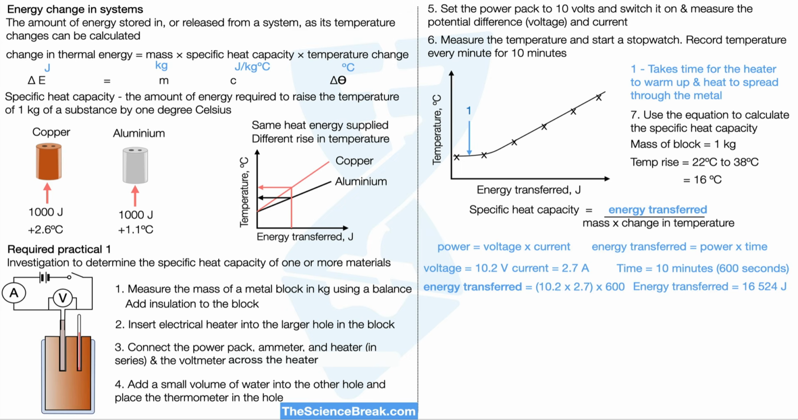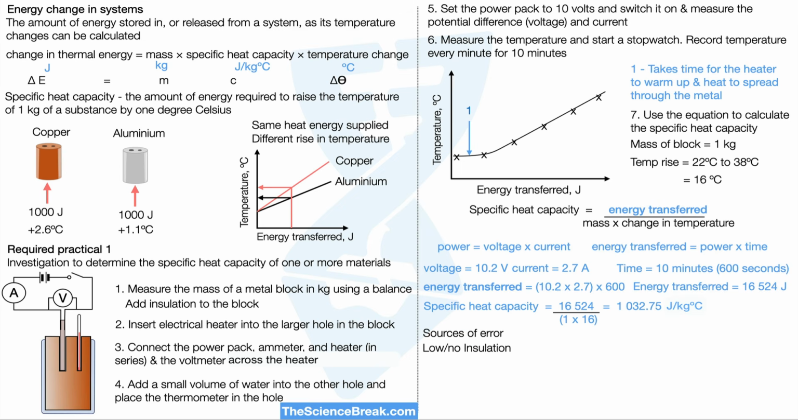Sometimes the experiment is simplified and done with a joule meter, which gives you the energy transferred directly, and you don't have to calculate it. But if you do, that's how you do it. So therefore, the specific heat capacity is 16,524 divided by 1 times 16. This gives us 1032.75 joules per kilogram degrees Celsius.